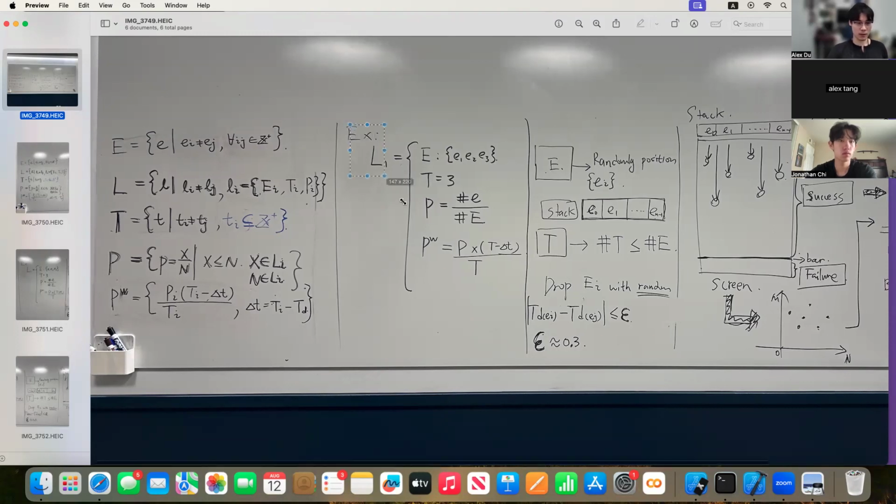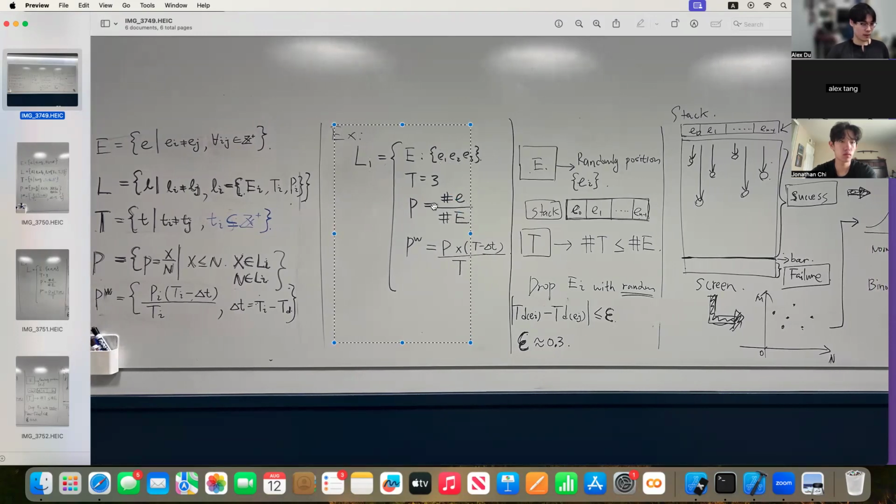Example number one is level one. Suppose there are three emojis and the time is 3 seconds, and the successful rate is the number of emojis collected over the total number of emojis. So if I collected two emojis, then it is 2/3. And the weight: suppose the total time is 3 seconds. If I collected them in 1 second, one, two, three, that simply means I did a good job.